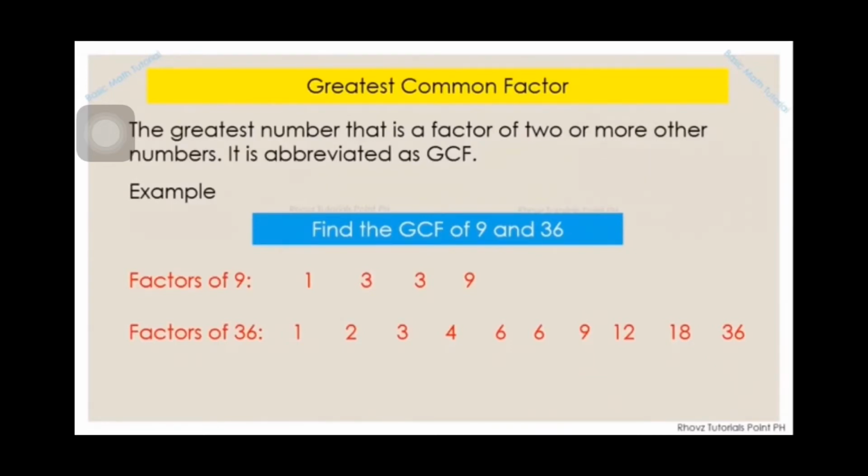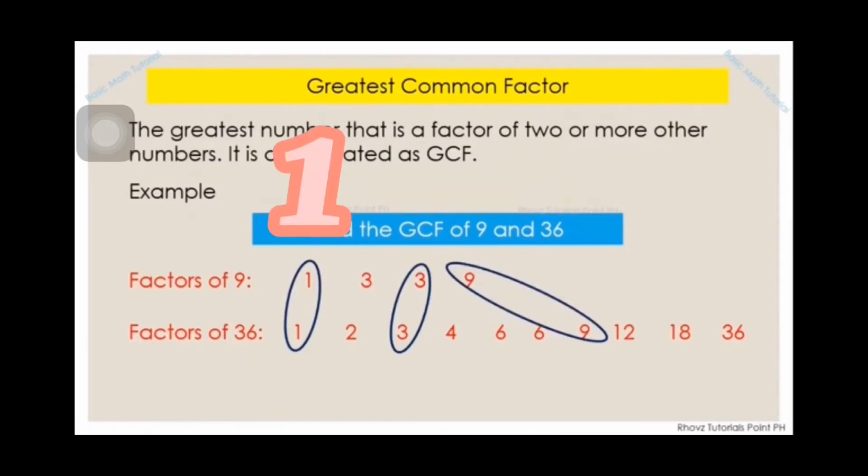In the next step, we are going to identify the numbers that are the same in the factors of 9 and the factors of 36. We have 1. Another is 3. And 9. So we have 3 numbers that are the same in the factors of 9 and 36: 1, 3, and 9.